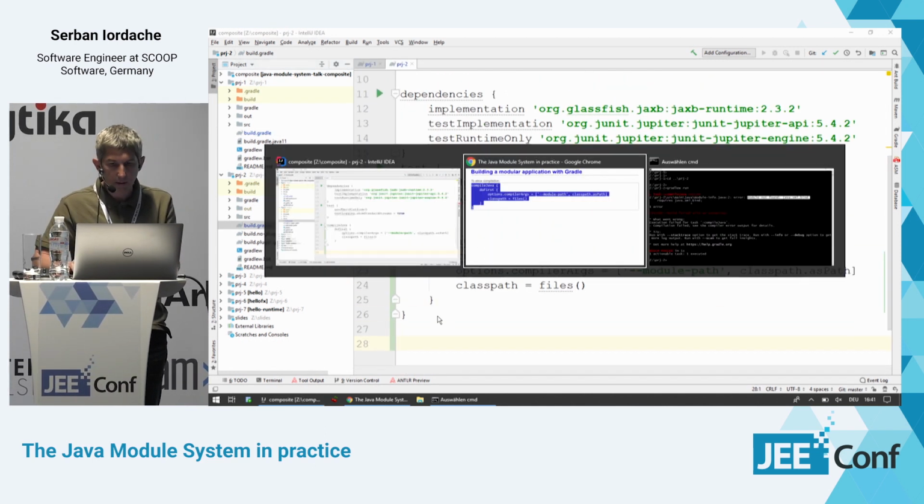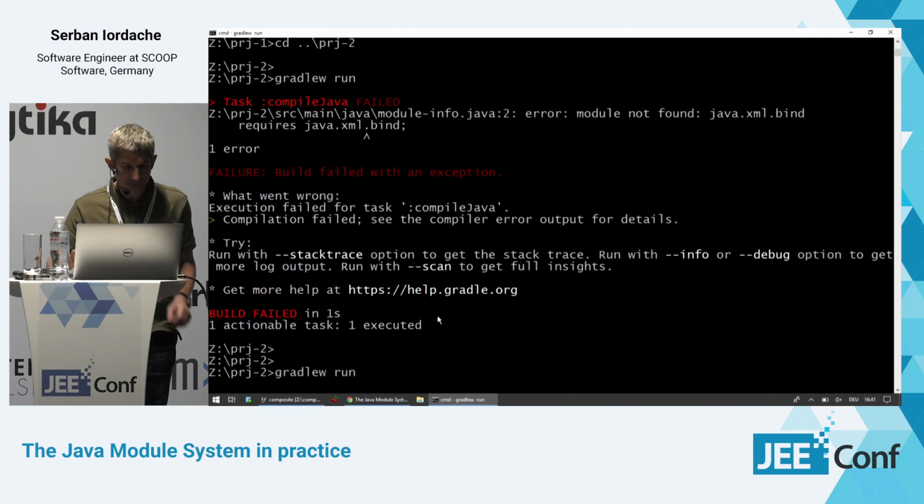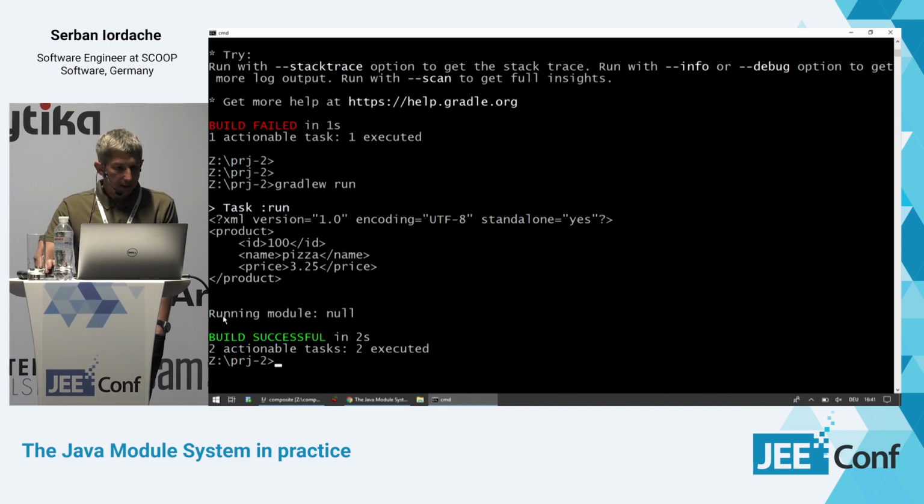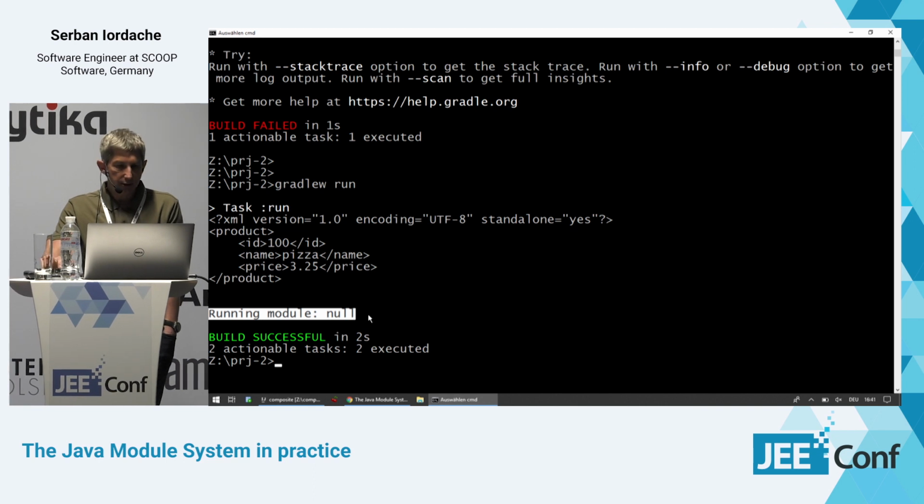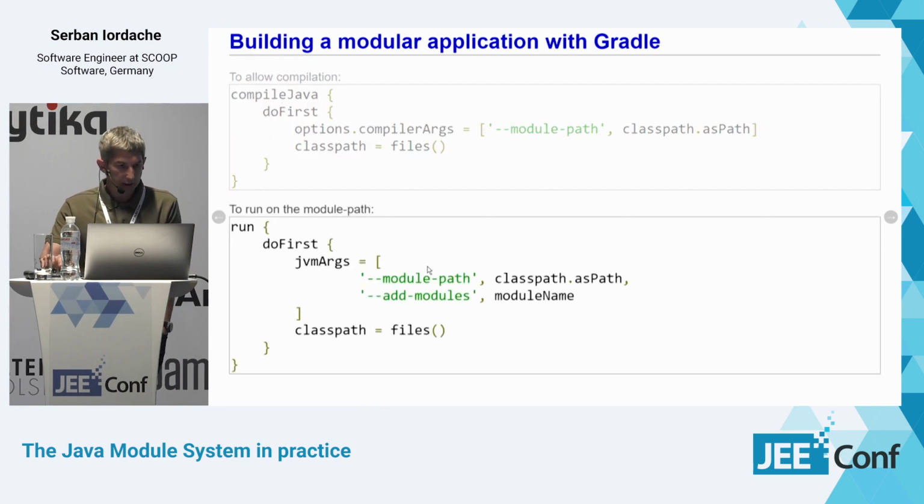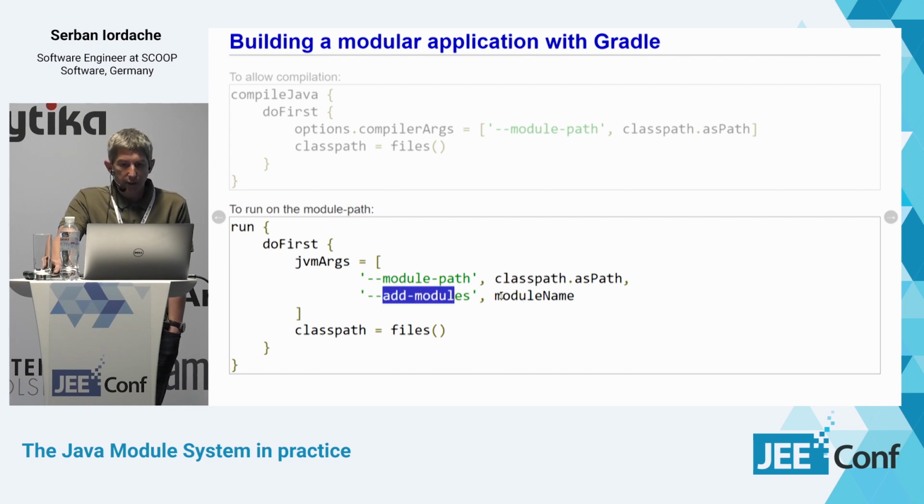Okay, and now let's try again. And now it worked, but I see here running module null, which means that the code was executed on the class path. So I also need to tell Gradle that the code should be executed on the module path. And that's how we make it. Again, we put everything that was previously on the class path on the module path, and we add our module to the list of modules to be resolved.